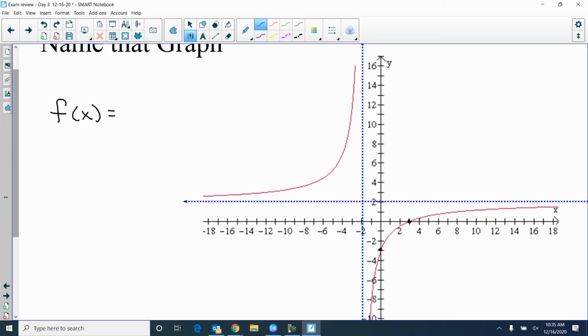All right, your vertical asymptotes determine the denominator, so that's going to be x plus 2. Where your x-intercepts are will determine the numerator. It hits at +3, so that gives us a factor of x minus 3. Because think about this: if you plug in 3, 3 minus 3 is 0, and 0/5 is 0. So x-intercepts determine the numerator. Now, I'm not done.